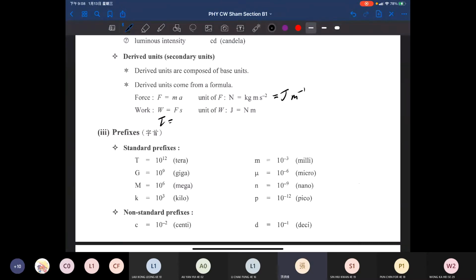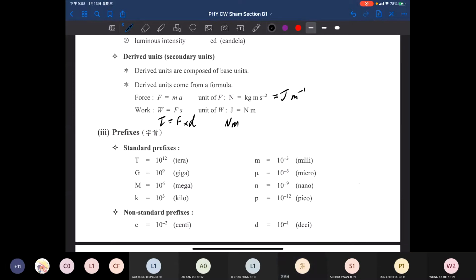Similarly, the torque is F cos D. So the unit of moment, normally we use Newton meter. Actually, it has the same dimension as energy, the unit of energy, joule.